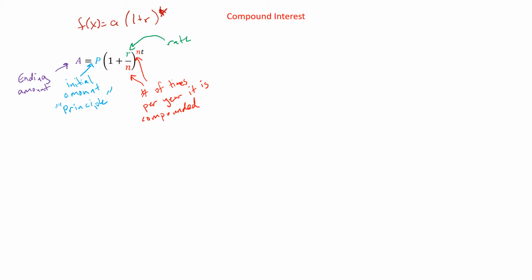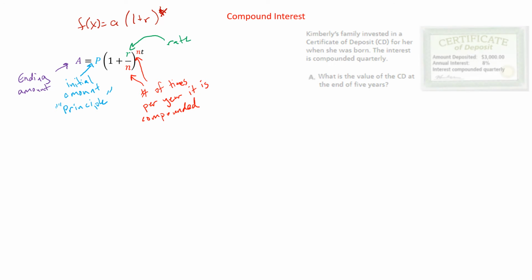So if it's compounded quarterly, that would be 4 times per year, so n would equal 4. If it's compounded monthly, n would equal 12. And that goes in both places. We have to divide the rate by that amount, but then we also multiply it to the number of years to find out how many times it actually gets compounded. So what could these look like?